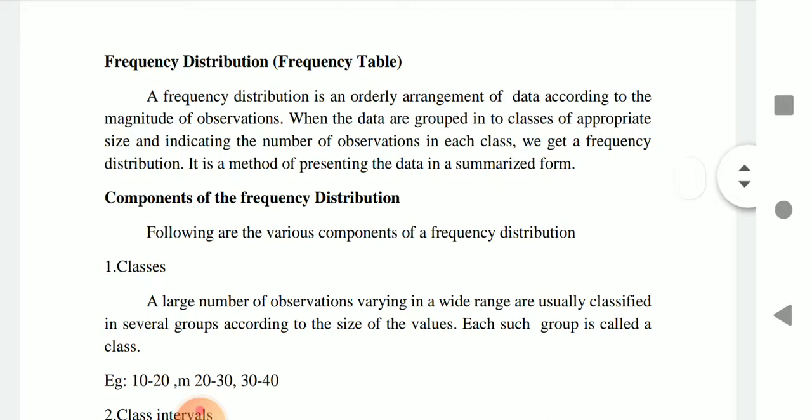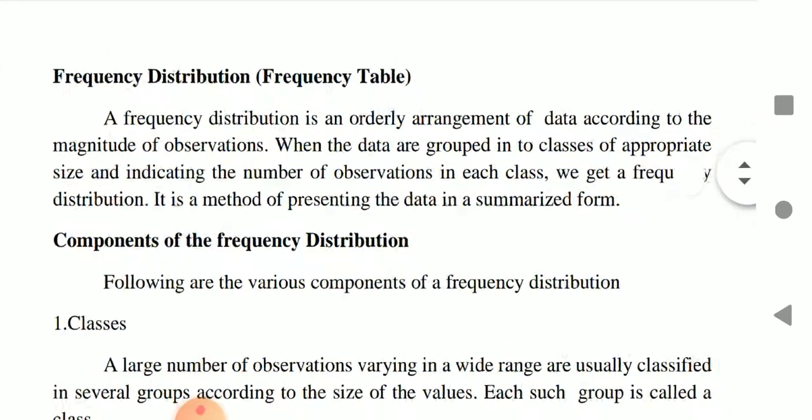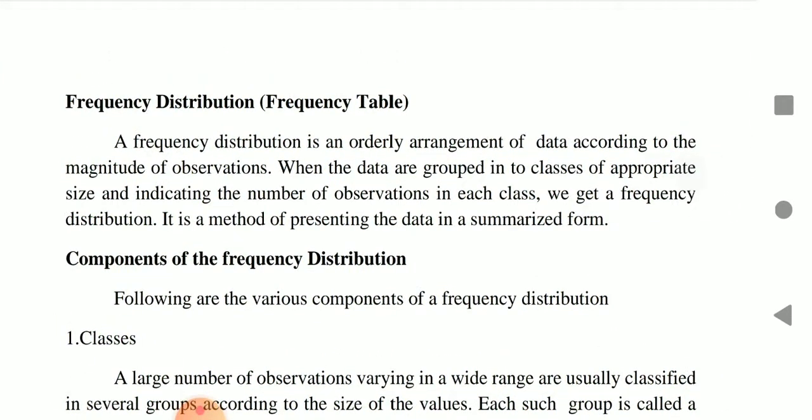observations. When the data are grouped into classes of appropriate size and we indicate the number of observations in each class, we get a frequency distribution. Here the collected and classified information is grouped into different classes, also showing the number of observations falling in each class. That is known as the frequency table or frequency distribution. It is a method of presenting the data in a summarized form.